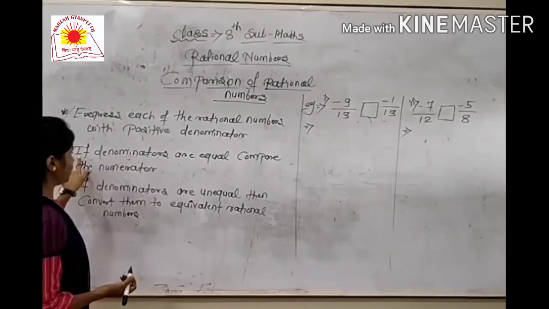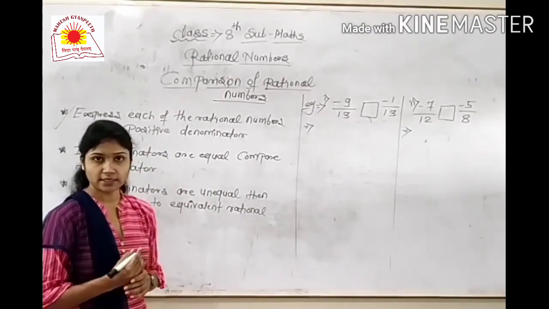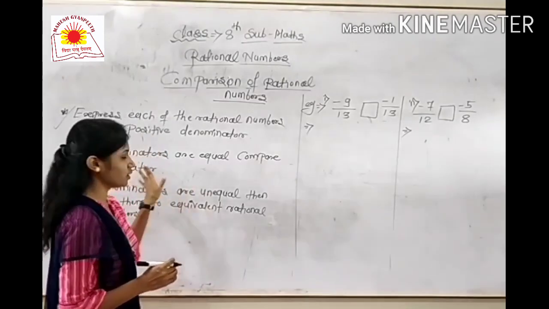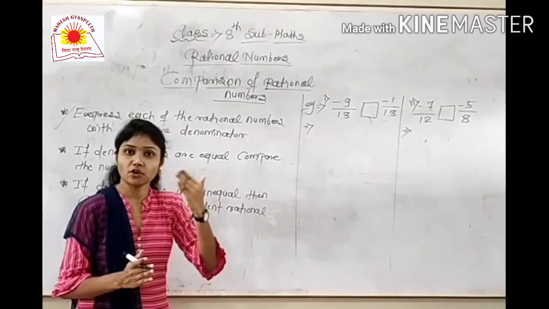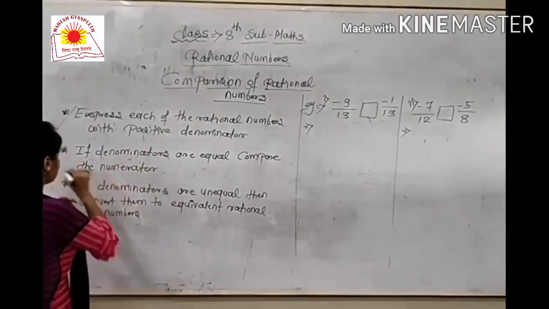The second point is, if the denominators are equal, compare the numerators. Suppose you are given rational numbers with the same denominator, then you compare directly according to the numerator. According to the numerator, you decide less than or greater than. Okay, this is the second point.